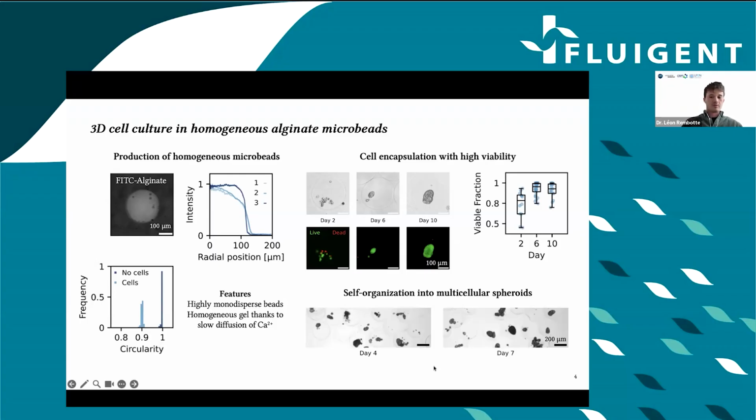So if we look at many more cells, what you see here is that initially, during encapsulation, since cells do not migrate in the alginate gel, because it's bio-inert, cells are individually encapsulated in different parts of the microbeads. But each cell that was encapsulated divides and eventually forms a multicellular spheroid, which you can see here at the image on day 7.